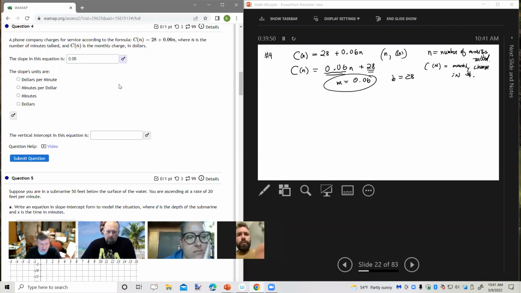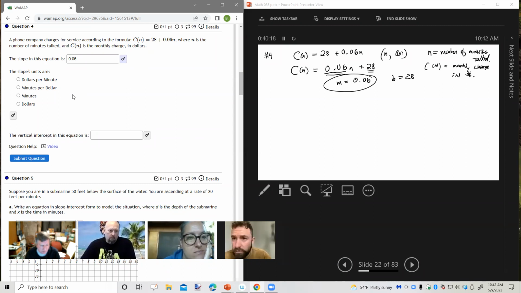We also could have written it as a fraction. This would be 6 over 100, which would reduce to, wait, 6 over 100 would be 3/50ths, I guess. So you could also put 3/50ths in there, but it's written as a decimal, so that's the slope, okay?